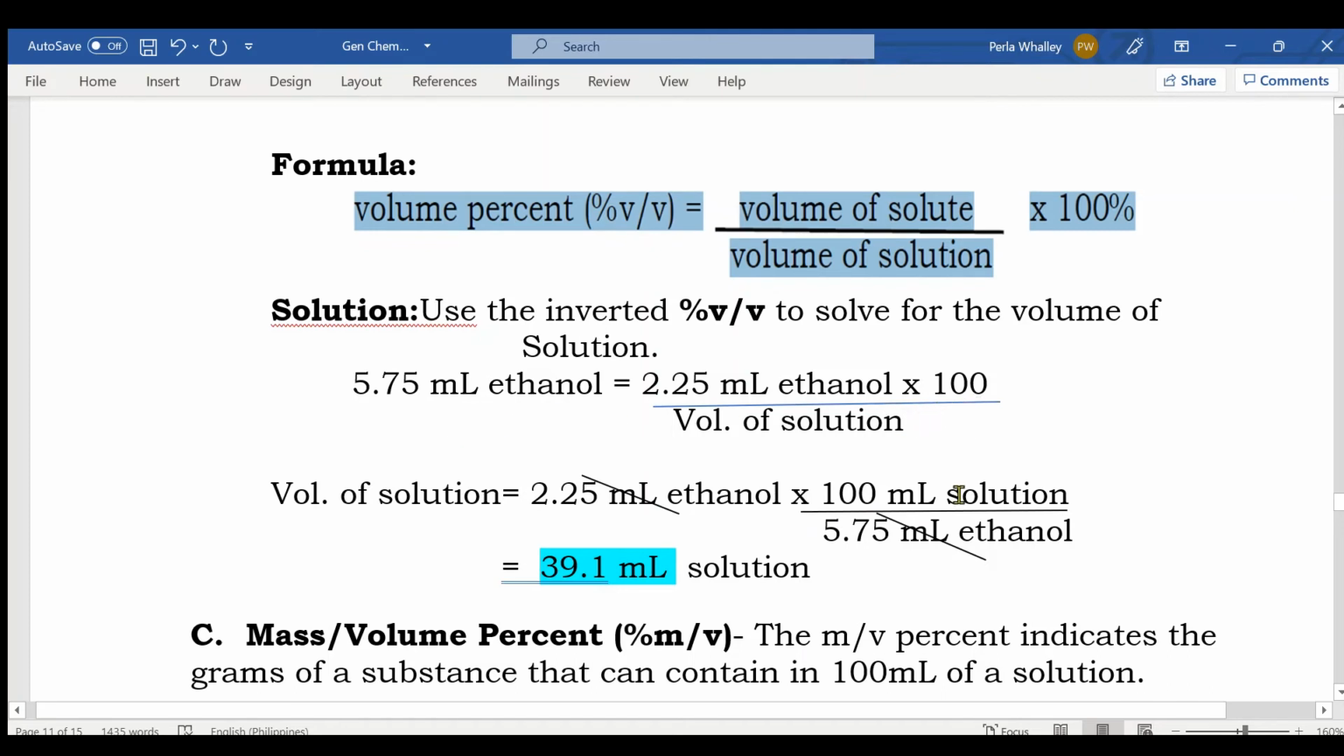100 ml of solution. In 100 ml of solution, there are 5.75 ml of ethanol. So this ethanol transferred here in the denominator. So ml ethanol cancelled. What is left is ml of solution. So 2.25 times 100 divided by 5.75 is equal to 39.1 ml solution.